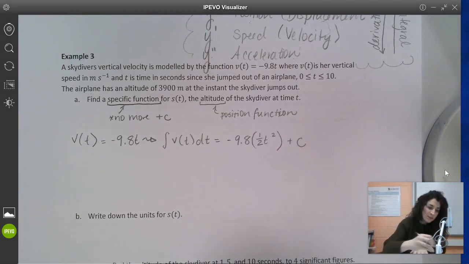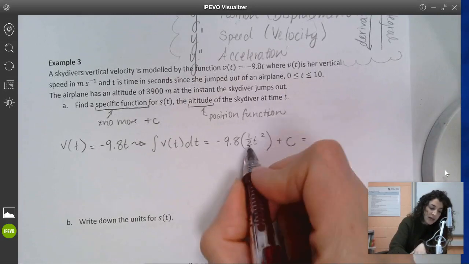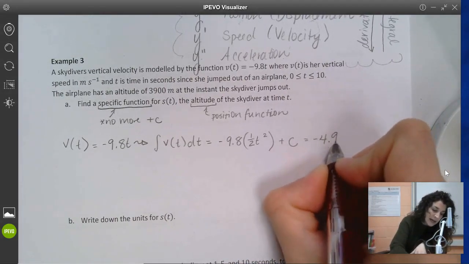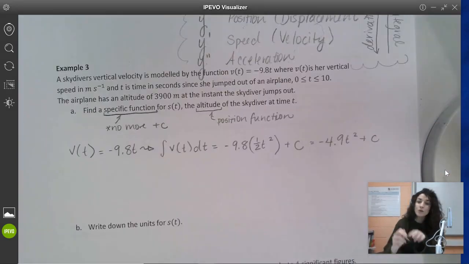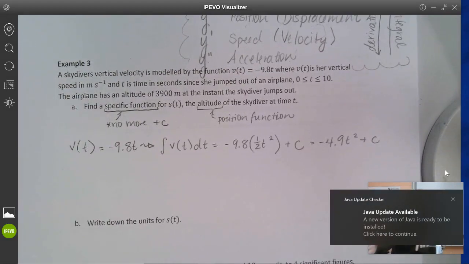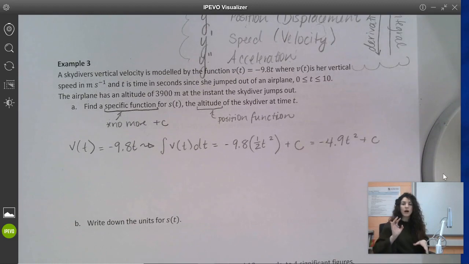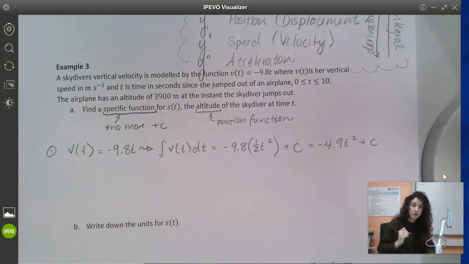We can simplify that out just a little bit by dividing negative 9.8 by 2, in other words, multiplying it by half, and that would be negative 4.9 t squared plus c. And that's your general form of the equation, right? Not your specific form of the equation. So now we need to move on from here. This is the first step, to just find the general form.